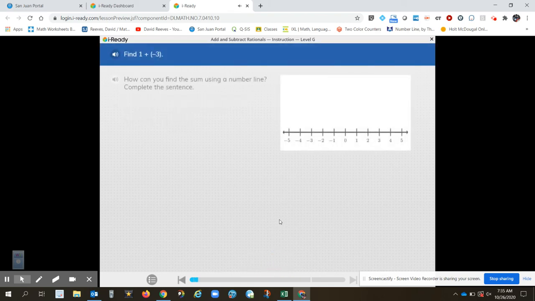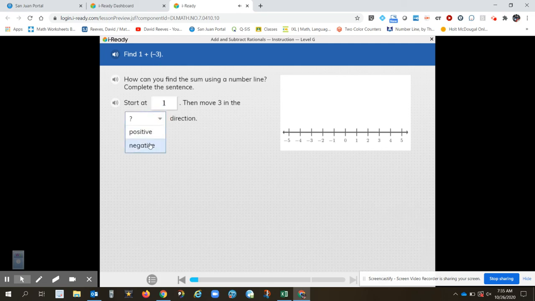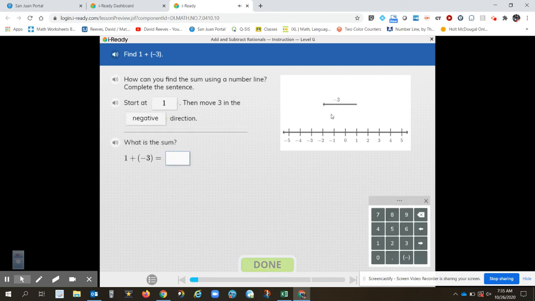All right, 1 plus -3. Now, again, if we're working with a +1 and this is an addition problem, we're going to start at +1 and then we're going to move 3, because it's negative, in the negative direction. Does that make sense? All right. And then they're going to ask us what the answer is. Well, again, the answer is going to be where that arrow ends up. Where does that arrow end up? It ends at -2. 1 plus -3 is -2.